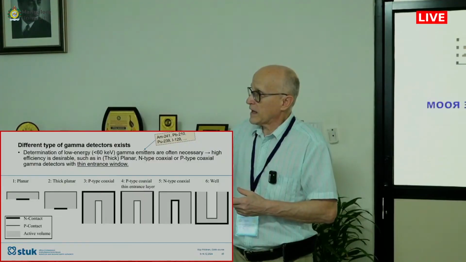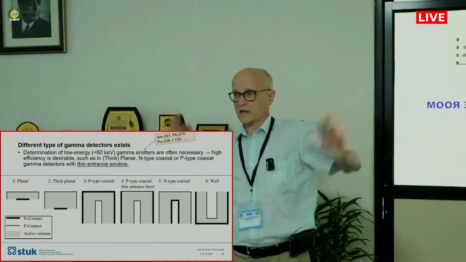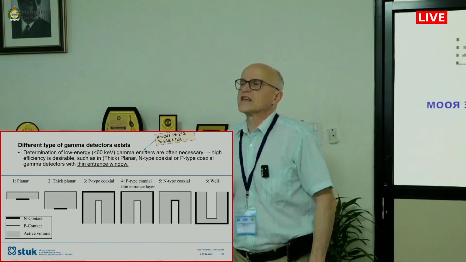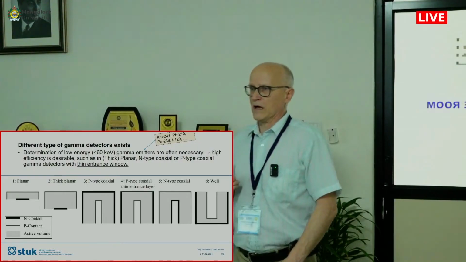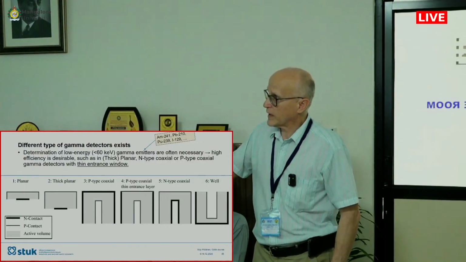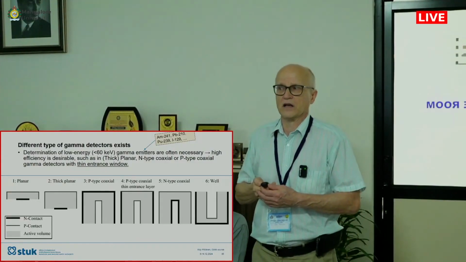However, in the case of planar detectors, most of the gammas come out of the detector. So the terminology is geometrical detection efficiency. It is high in this case, not very high in these cases. However, these are very good detectors in general.